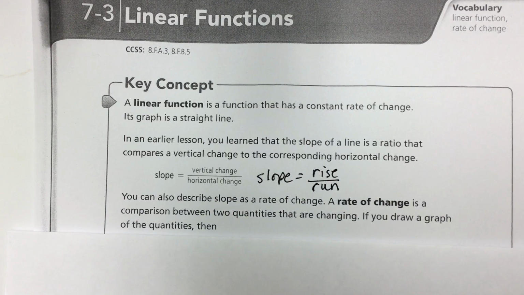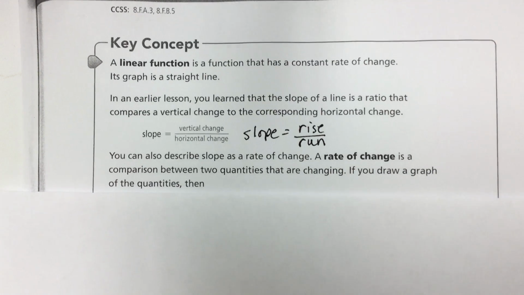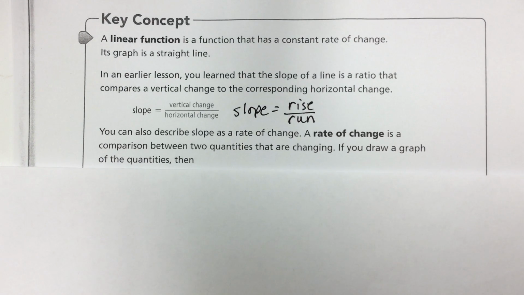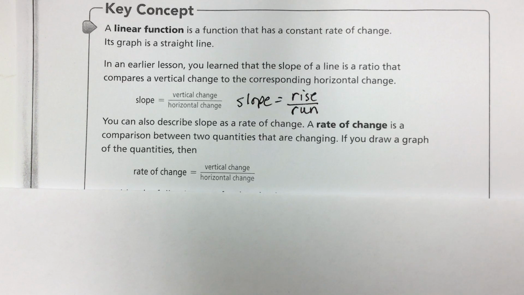You can also describe slope as a rate of change. A rate of change is a comparison between two quantities that are changing. If you draw a graph of the quantities, then your rate of change equals vertical change divided by horizontal change.